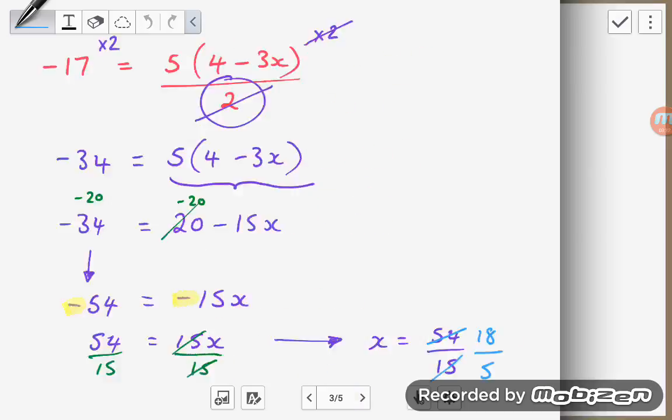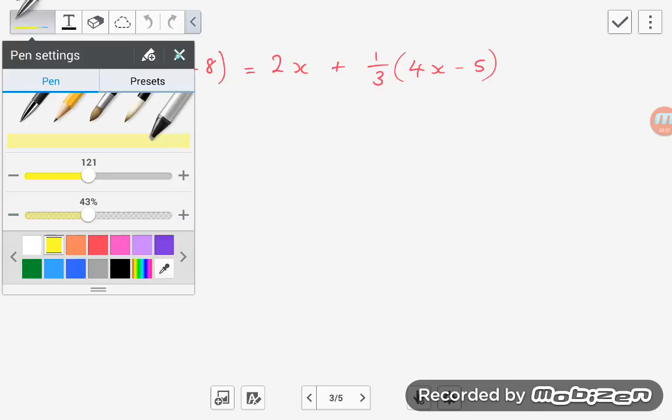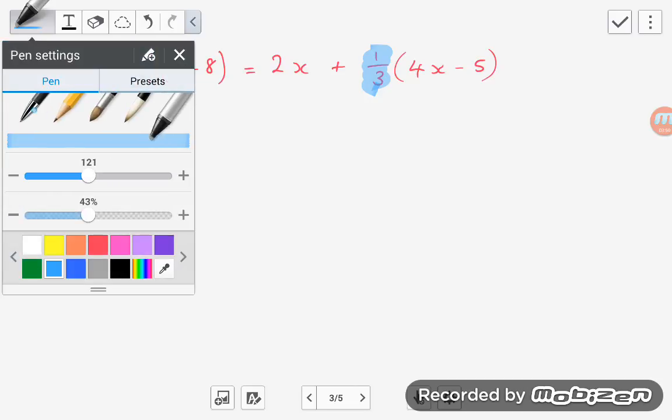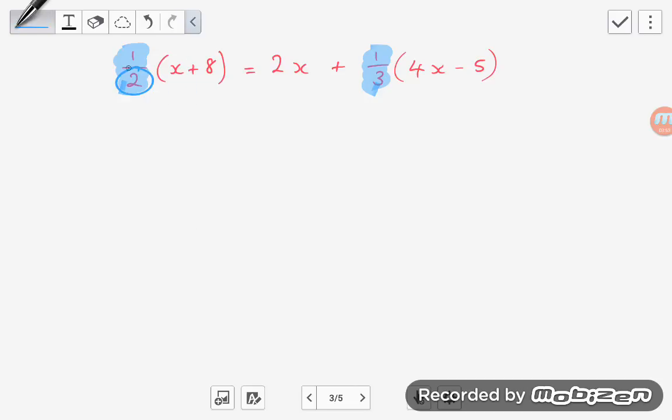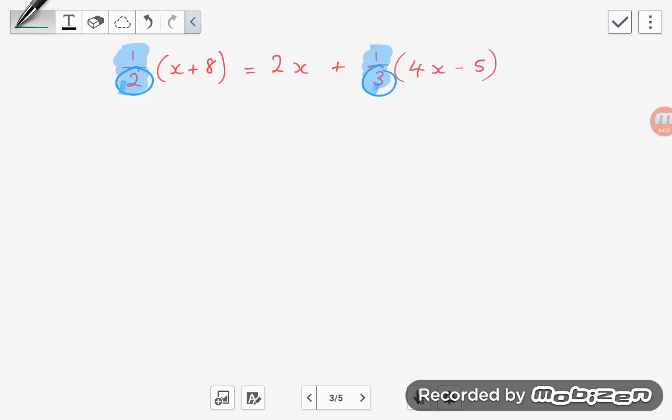And the final question, we've got some really nasty looking fractions. So we need to get rid of these in one go. I've got a half there on the left side, and we've got a third on the right side. Now the lowest common multiple of 2 and 3 is 6. So if I times everything by 6, and I mean everything on both sides, so I've got to times that by 6, that by 6, and that by 6, then I will be able to get rid of the denominators.